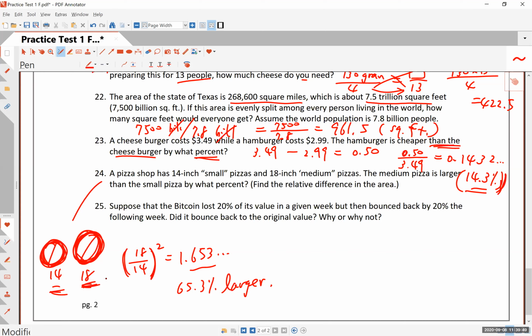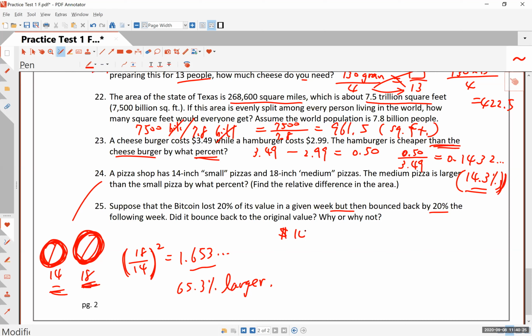Finally, number 25. Suppose that Bitcoin lost 20% of its value in a given week, but then bounced back by 20%. It does not go back to the original value, folks. This is another very important point. If you say it's the same as you started, because 20% down followed by 20% up is going back to the same number, if you wrote that, you will not get full credit. In fact, you will not even get partial credit, because this is a very common mistake I want everybody to avoid.